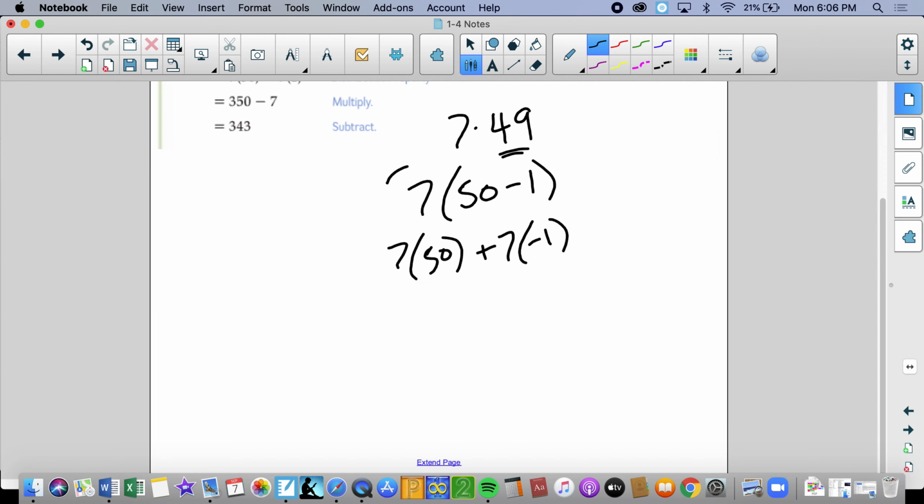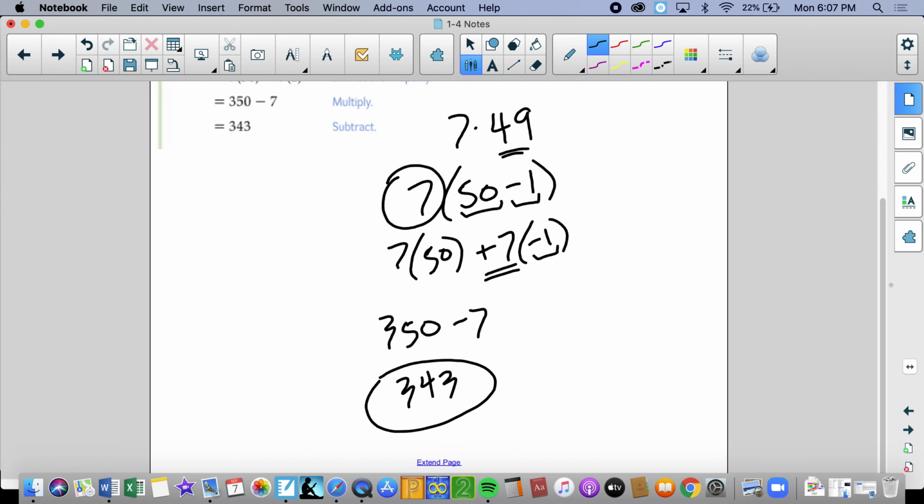What are we distributing? A positive 7, so this better be positive 7. We're distributing it to 50 and negative 1, so we better see the negative 1 there. I can multiply 7 times 50 mentally. That's 350. And I can multiply 7 times negative 1, which is negative 7. And I know that my answer would be 343.